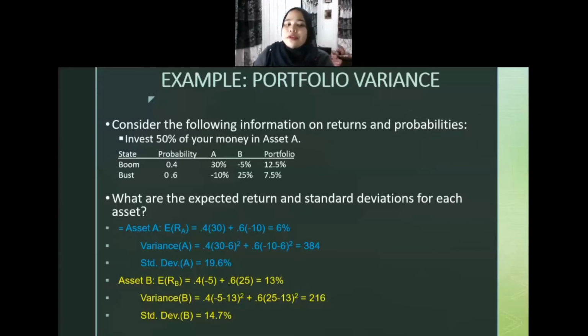So the same goes for asset B. We will take 0.4 multiplied by negative 5, plus 0.6 multiplied by 25, and we will get 13%. And for the variance, 0.4 times (negative 5 minus 13) to the power of 2 plus 0.6 multiplied by (25 minus 13) to the power of 2, and we will get 216. Then we take the square root of 216. So we will get the standard deviation is 14.7%.